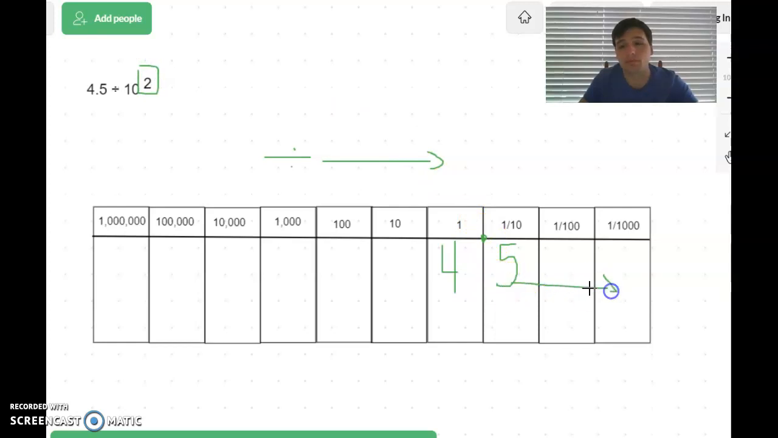So I go 1, 2. 5 becomes in the thousandths place. 1, 2. My 4 is in the hundredths place. I put a 0 as my tenths and a 0 as my ones. And my answer is 0.045, or 45 thousandths.